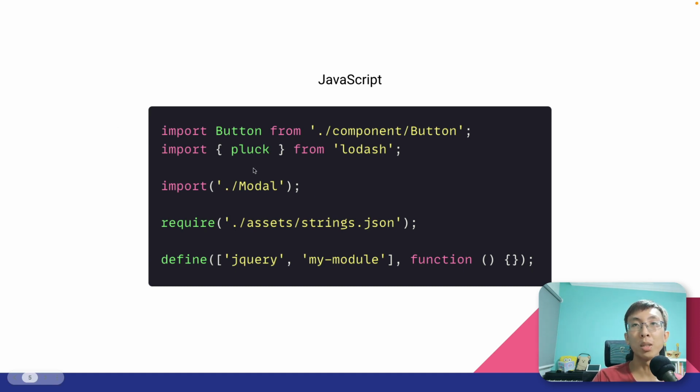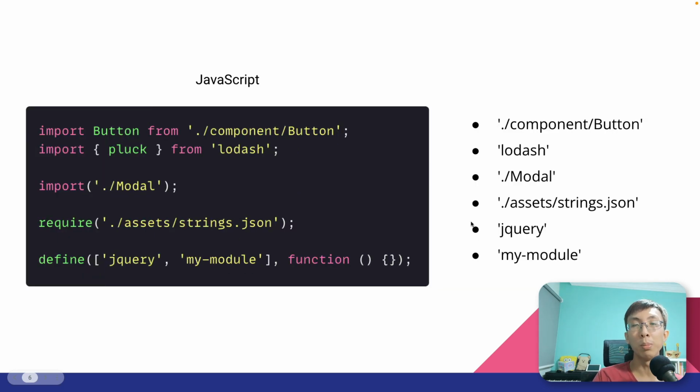So for ES modules, you use the import statements to say, okay, I want to import something from somewhere, right? So these are what you want to import. I want to import /component/button. I want to import Lodash. I want to import /model. I want to import /assets/strings.json, as well as jQuery and my module. So this is what I want to import.